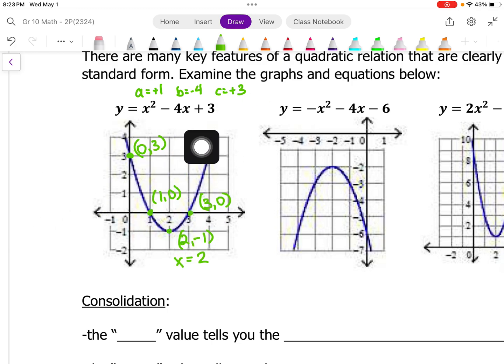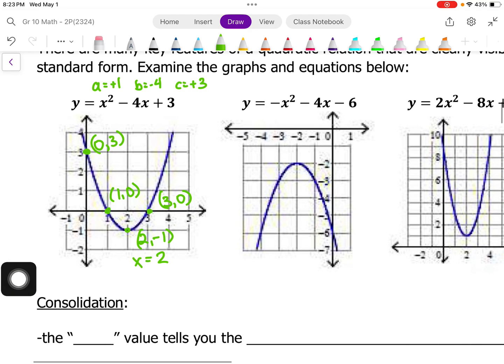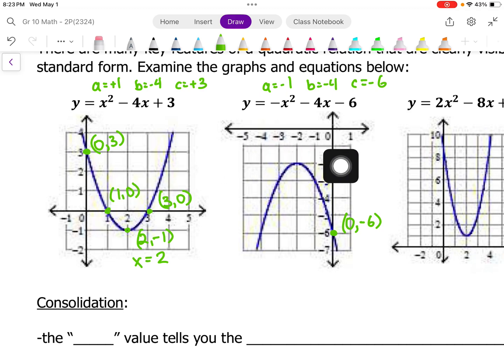I do have a 3 here and here, so let's take a look at our next quadratic relation and see if we notice anything. So here, a is a negative 1, b is negative 4 again, and our c is a negative 6. So we have a y-intercept here, which is at 0, negative 6. There are actually no zeros in this question.